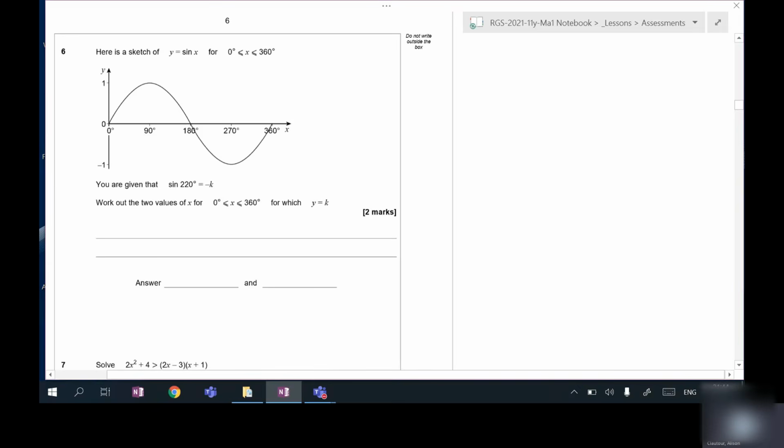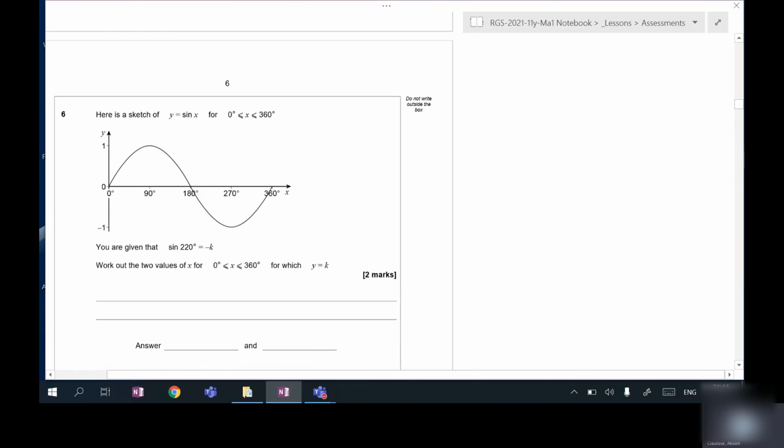Right, number 6. So we've got a sketch of sine x from 0 to 360. We're told that sine 220 is equal to minus k. So I'm just going to put roughly where that would be. So we're saying that is minus k. Work out the two values of x for which y equals k.